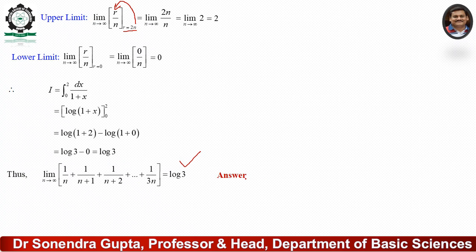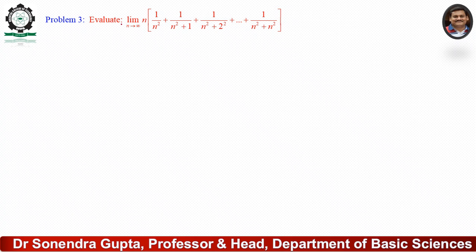Now the third question is: limit n tends to infinity of 1 upon n square, plus 1 upon n square plus 1, plus 1 upon n square plus 2 square, up to 1 upon n square plus n square. Now first we write I equal to this much.